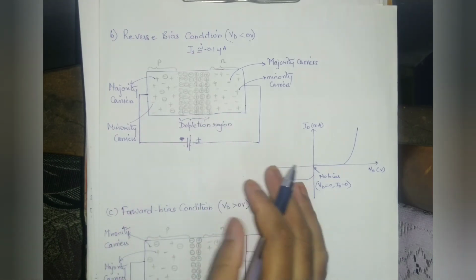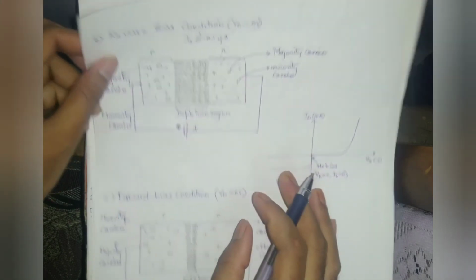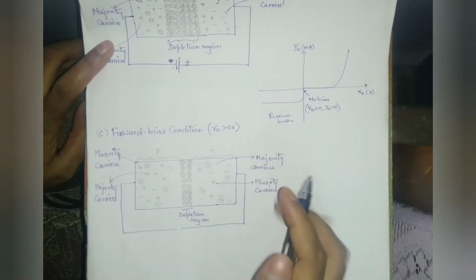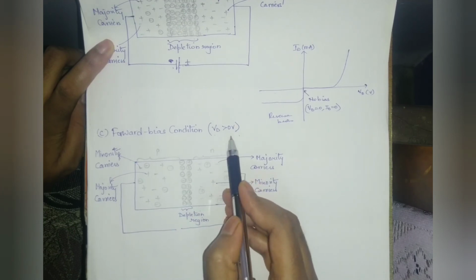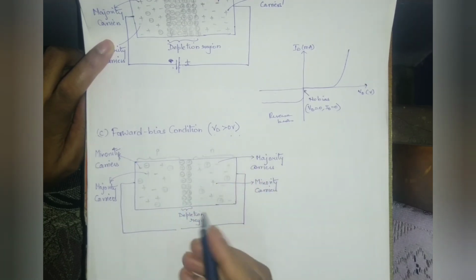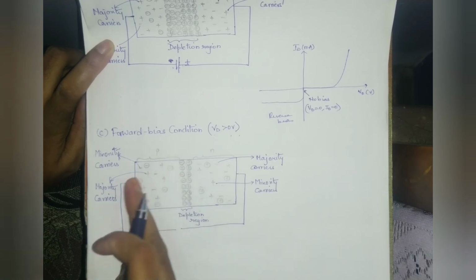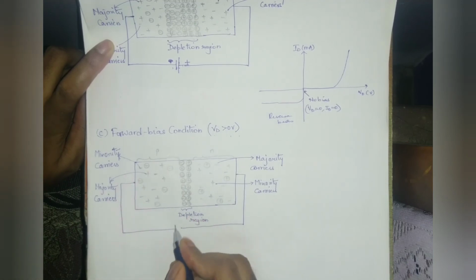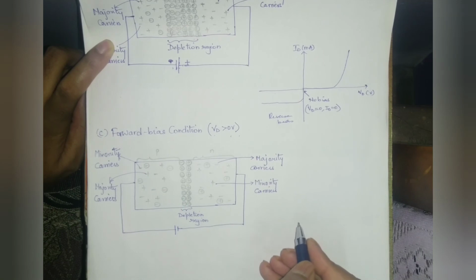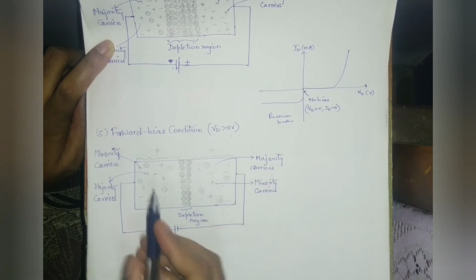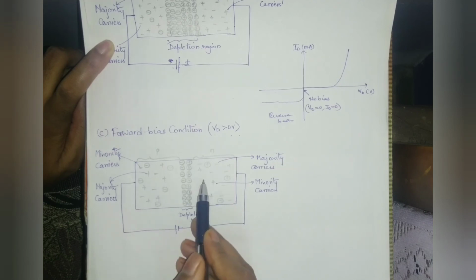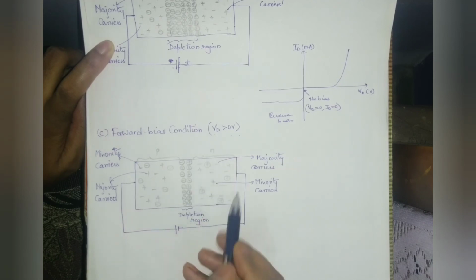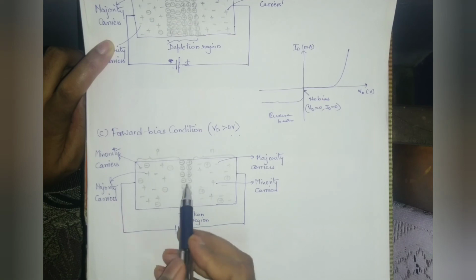The next is the forward bias condition. In the forward bias condition, our voltage VD is greater than 0. How is the circuit connected? The P-type will be connected to the positive terminal and the N-type will be connected to the negative terminal. In this case, since it is positive, the P-type will repel holes into the N-type. In the N-type, electrons will repel from here and enter into the P-type. Thus, there will be a shrinking of the depletion region.